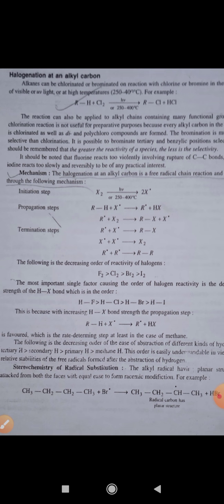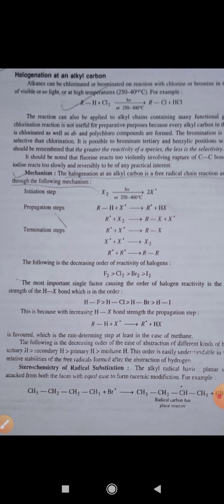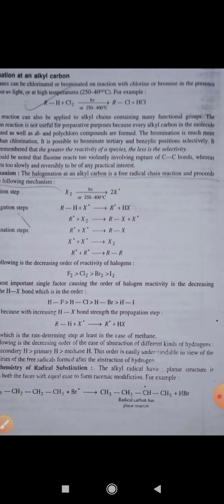But in terms of bromine, the reaction is selective in comparison to chlorination. It is possible to brominate tertiary and benzylic positions selectively. That means in bromination the selectivity is observed. Such type of selectivity is not observed in chlorination.